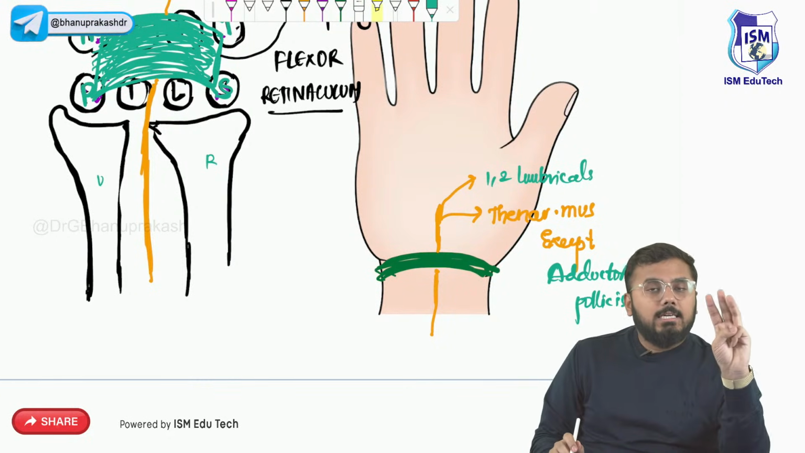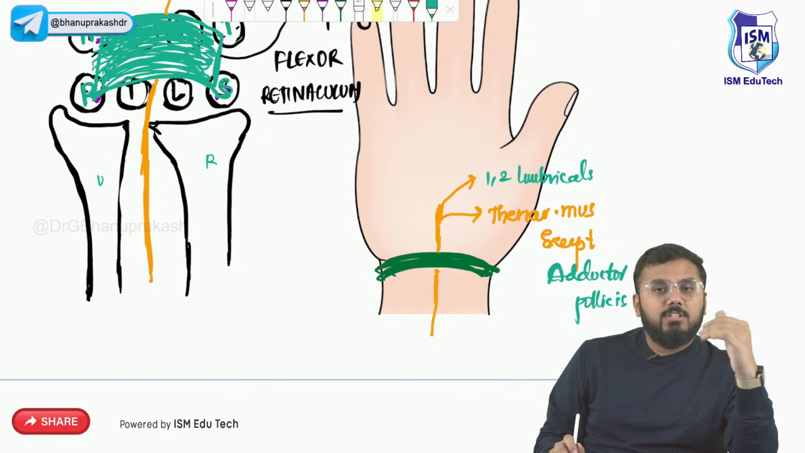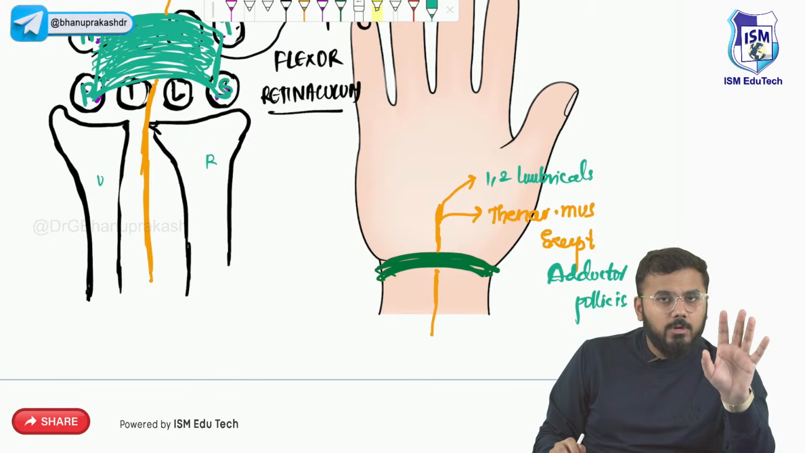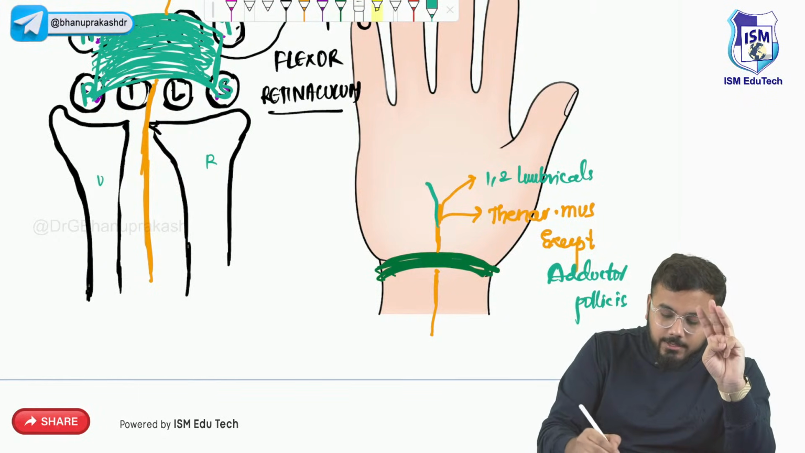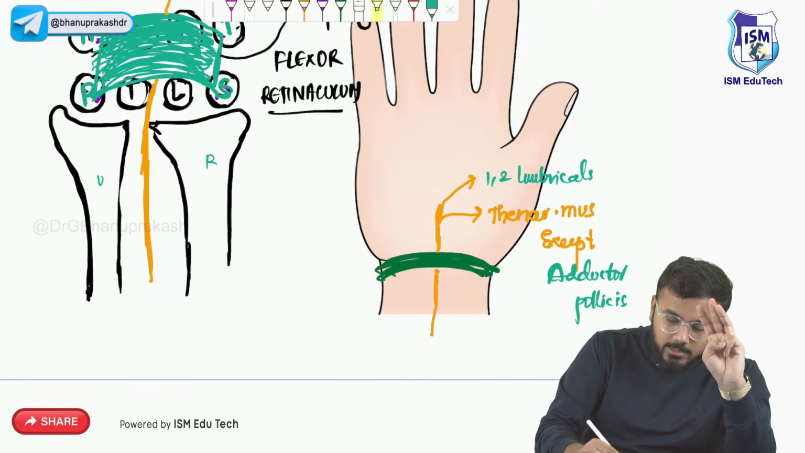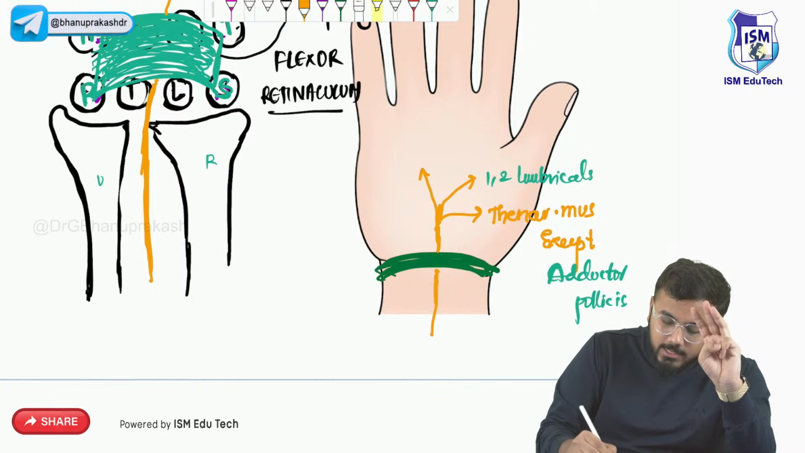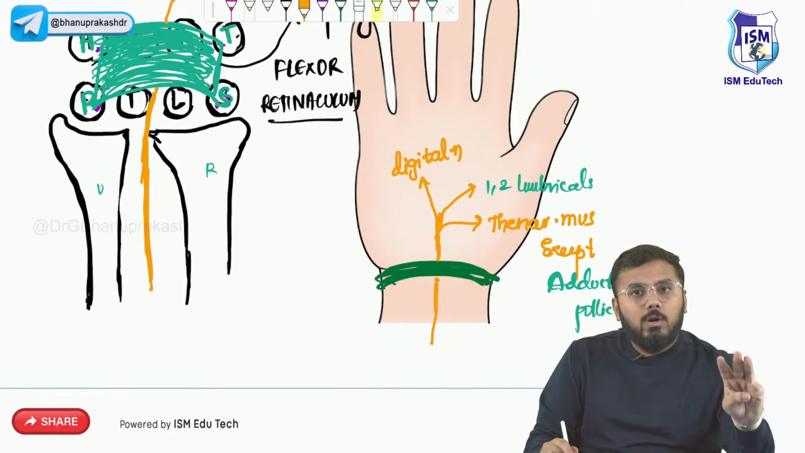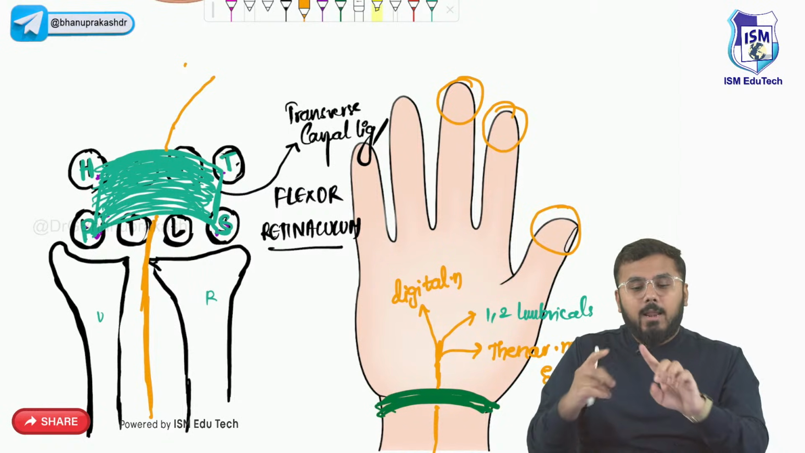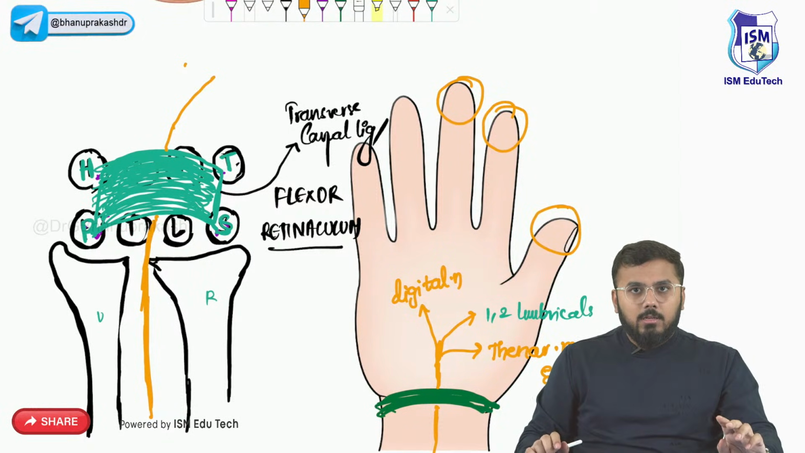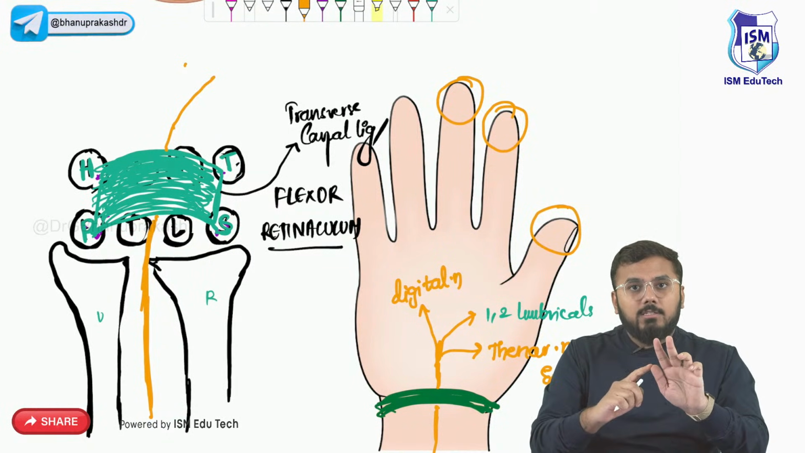And third important branch. Now here is the one which gets a little tricky. All of you listen now. The third important branch is the digital nerve. This nerve which is coming all the way like this is called the digital nerve. Why is it called digital nerve? Because it supplies the digits, your fingers.